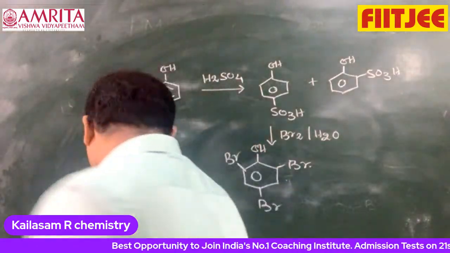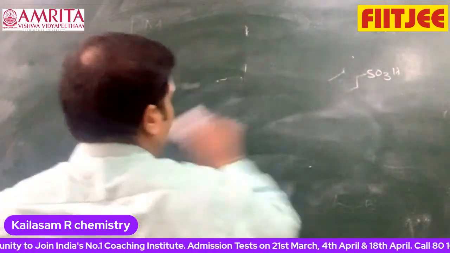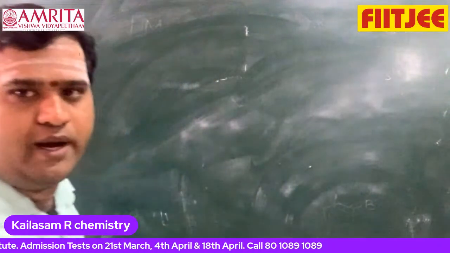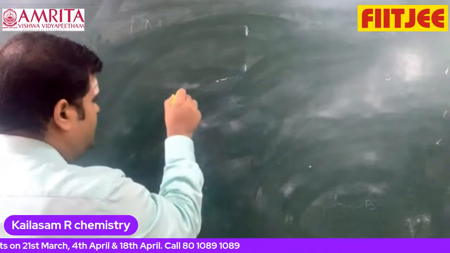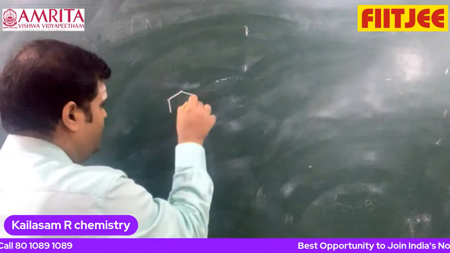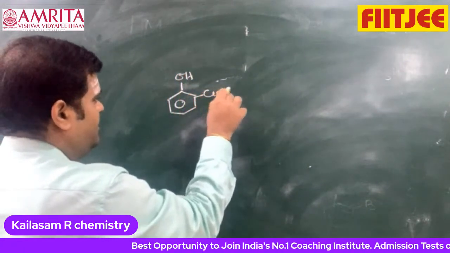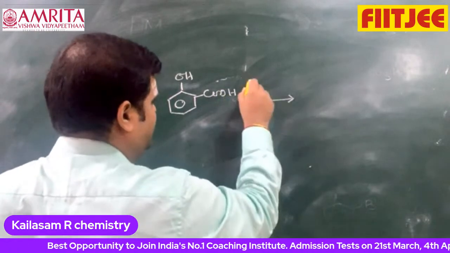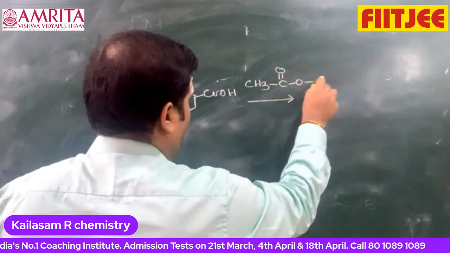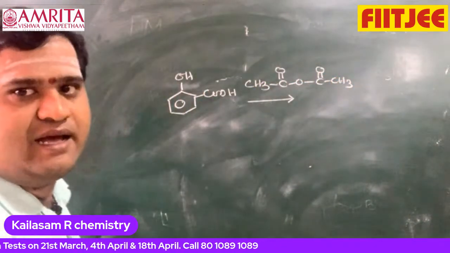Now, next will be another easy reaction. Look at that. Next, I am not going with the Reimer-Tiemann reaction. One more very important process is there. Here I am taking OH; you know that this is salicylic acid. In salicylic acid, I am going to add CH3, C double bond O, O, C double bond O, CH3. What is this called? Acetic anhydride.